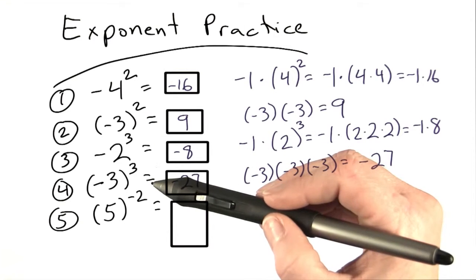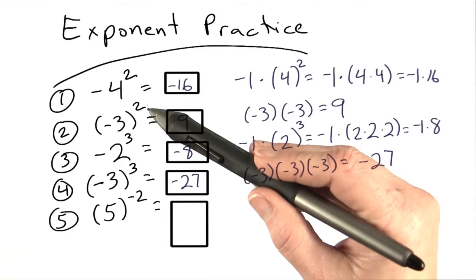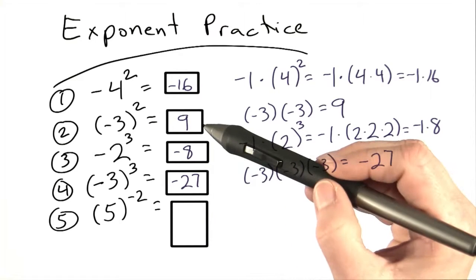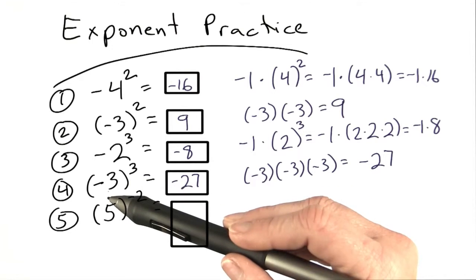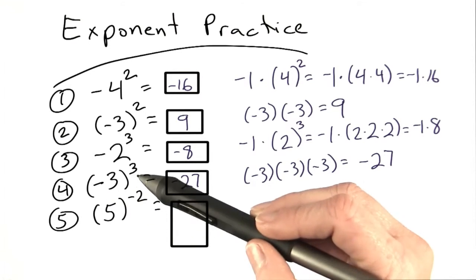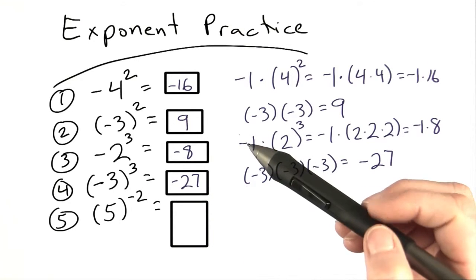If I look at number 2 and number 4, I have a negative number as the base. In number 2, if you notice, the exponent here is even. When we raise a negative number to an even power, the answer is going to be positive. In number 4, we have a negative number being raised to an odd power. Whenever we raise negative numbers to an odd power, the answer is going to be negative. It's something you can keep in mind.